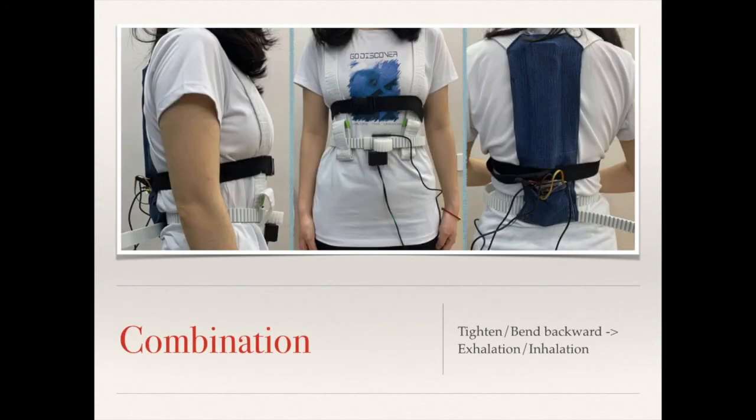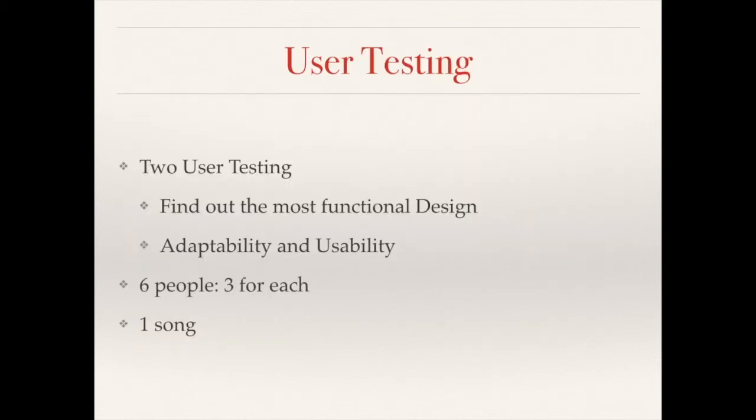The fourth one is the combination of the exoskeleton and the timing belt, because during the self-testing process, I felt that the exoskeleton design worked better for inhalation and the timing belt worked better for exhalation. That's why I combined these two together. Then I started my user testing.